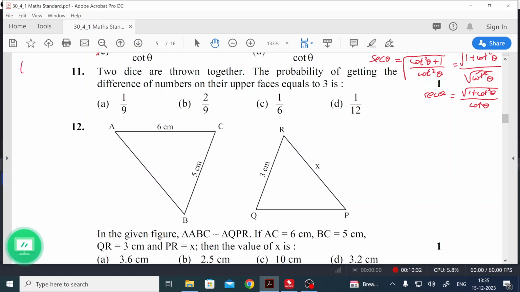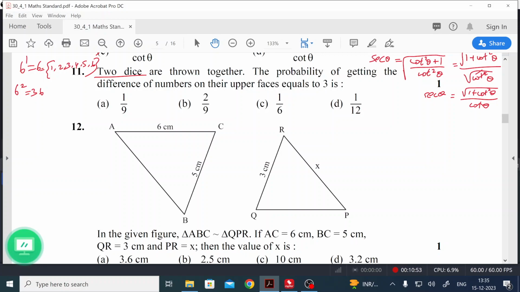See, one die is thrown. A die contains 6 faces. One die thrown means 6 power 1, equal to 6 chances. What are they? 1, 2, 3, 4, 5, 6. But here they said 2 dice. So 6 power 2 is equal to 36 chances. All 36 chances we have to write.